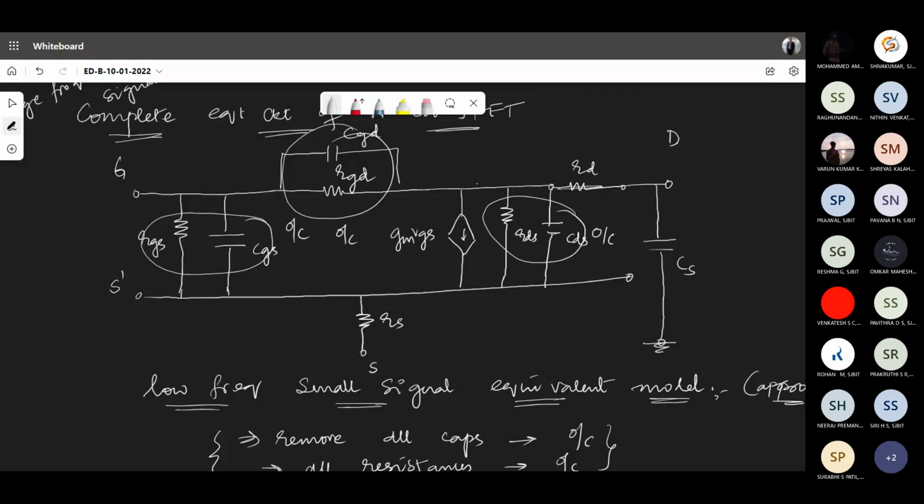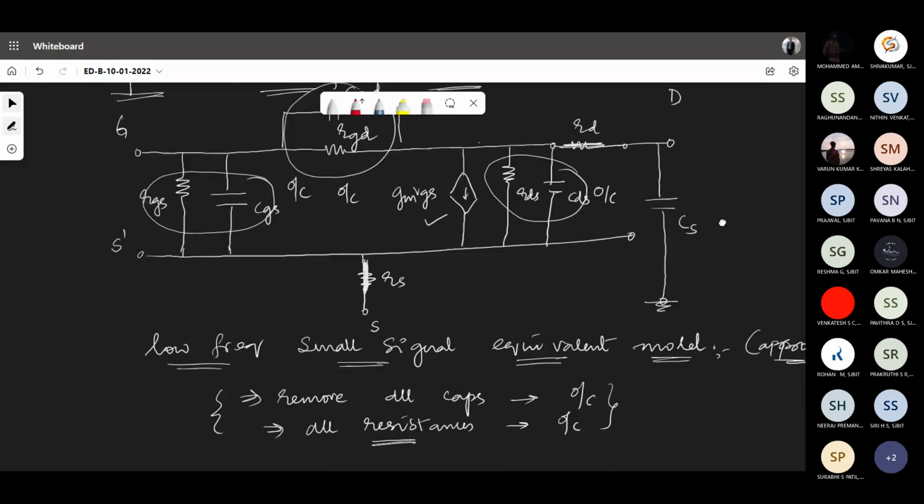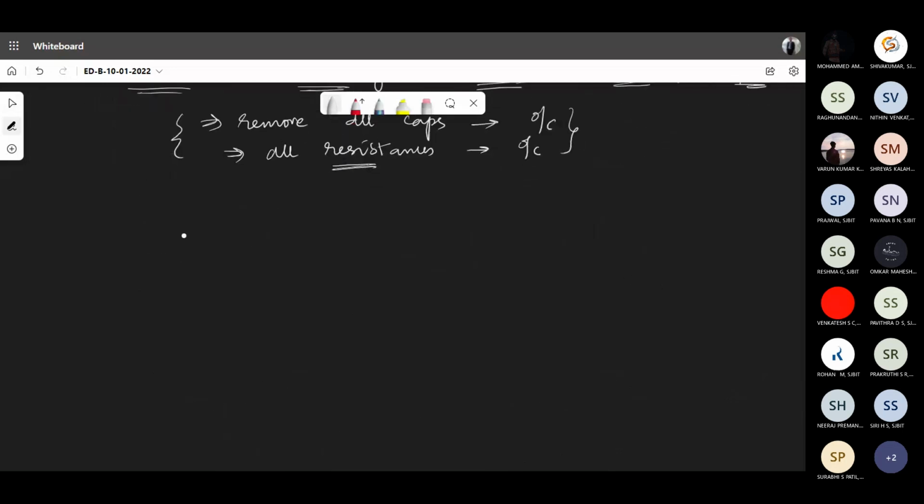You can short circuit this RD because it's a very small value. You can as well short circuit this RS, which is also a very small value, as I told earlier. And the only thing which is left out is GM times VGS between the gate as well as the source terminal. So the entire equivalent model we have written gets reduced to this. Do you see anything between gate as well as source? Do we have to write anything between gate as well as source? Say something.